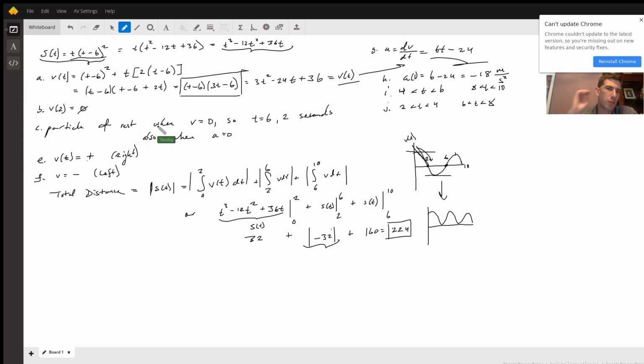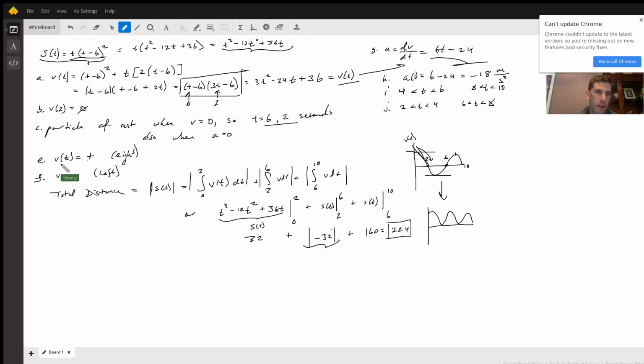The particle is at rest when v is equal to 0 or when a is equal to 0. And that is at t equal to 6 and 2 seconds. You can see that by setting v of t to 0, and you could just plug in 6 into here or 2 into here, and either of those will give you 0.